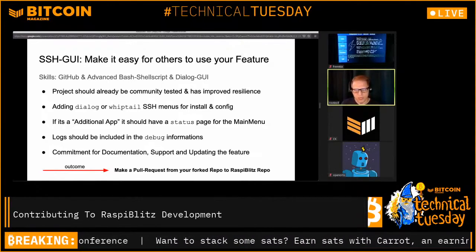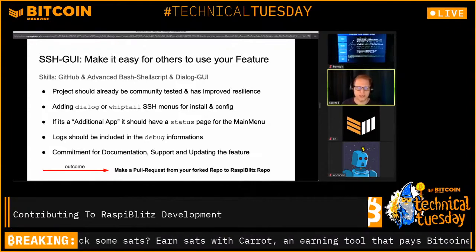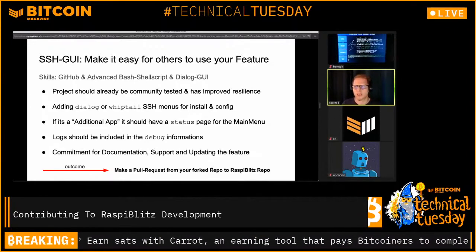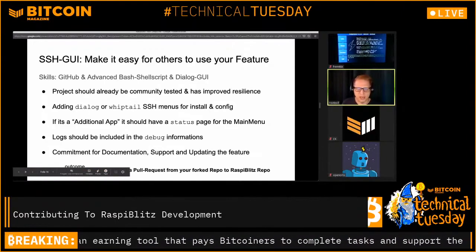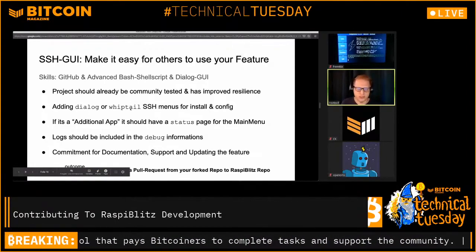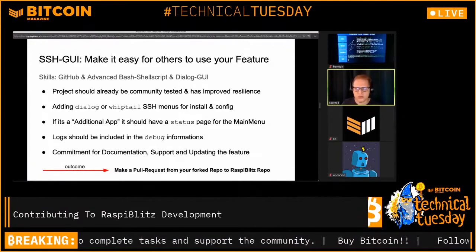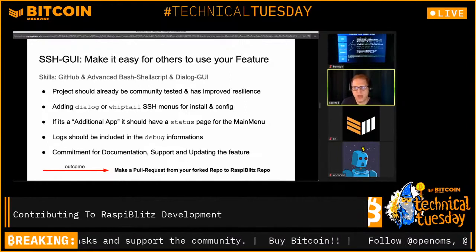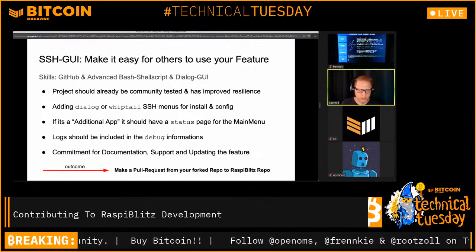So this is the point where the skills are already a little bit developed, right? We are now with GitHub and advanced bash shell scripting, and you have to know a little bit how to use tools like Dialog or Whiptail. Those are the tools that create those SSH menus. It's not that hard to understand, but it's something you have to take a look at. You can also look at other config scripts to see how they are doing it.